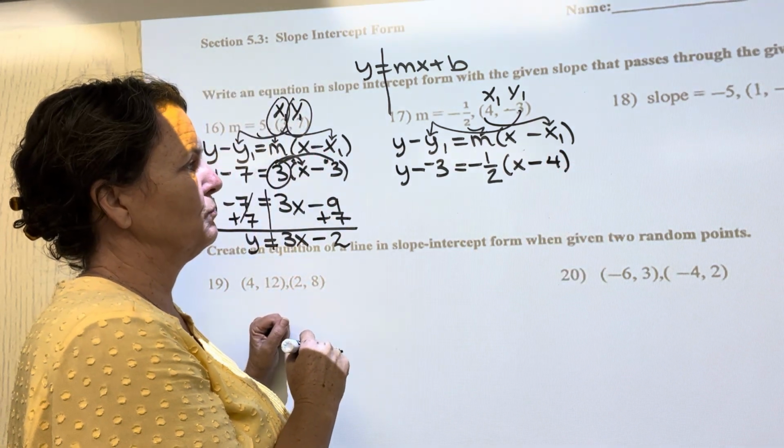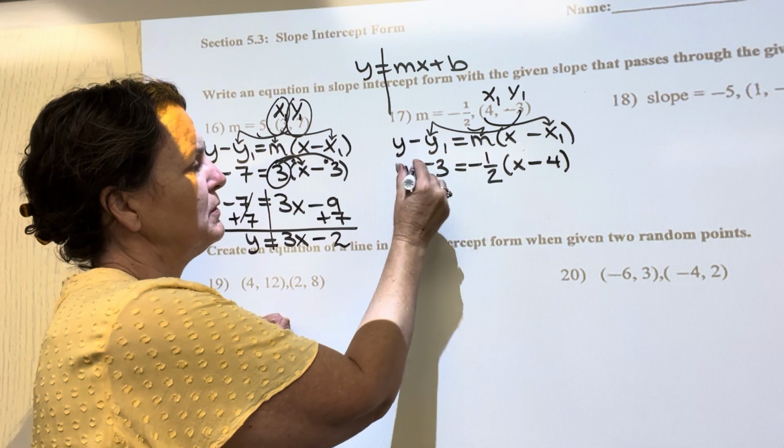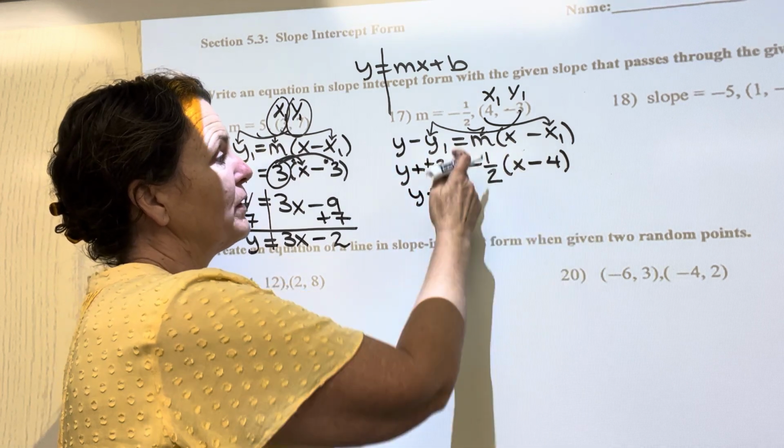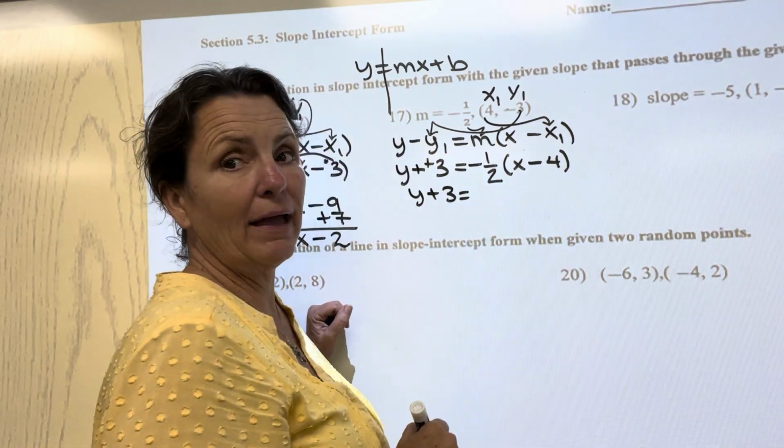Now what should we do? Definitely tackle this double negative. So now it's y plus 3. And over here we're going to have to distribute. Now don't panic. I know it's a fraction.